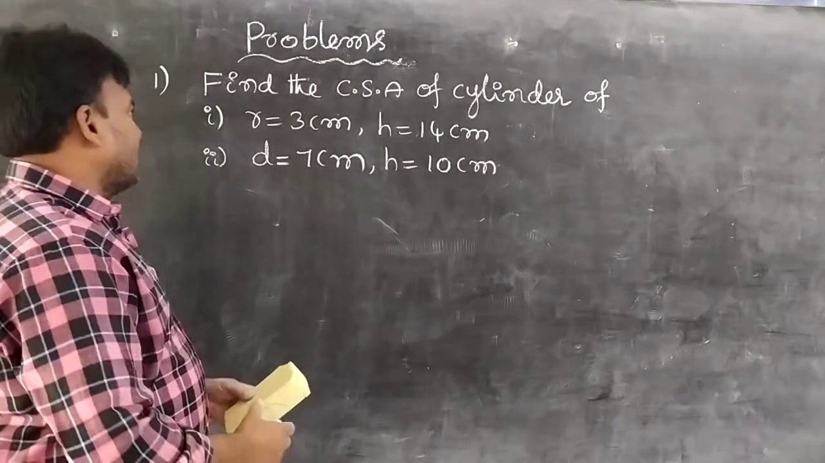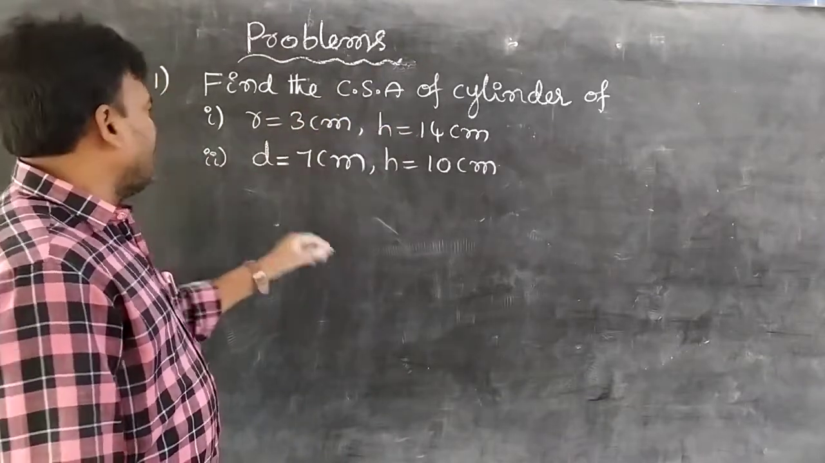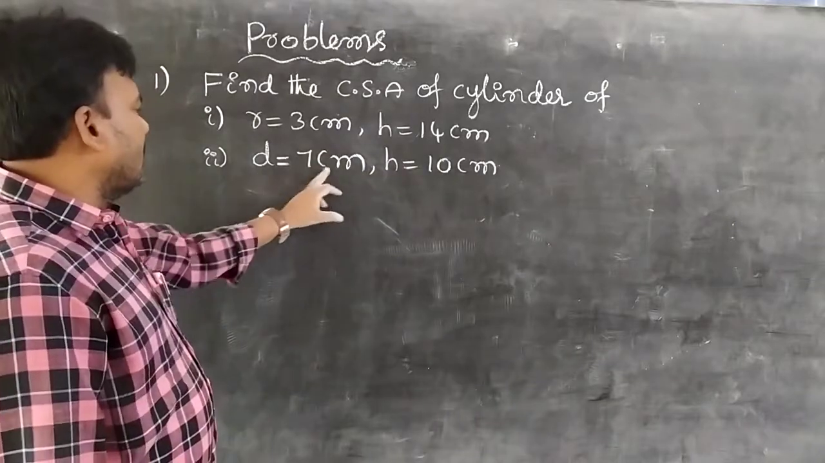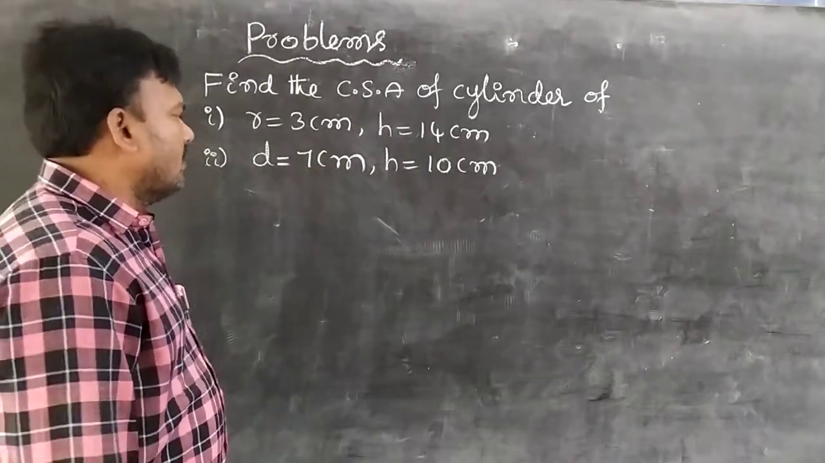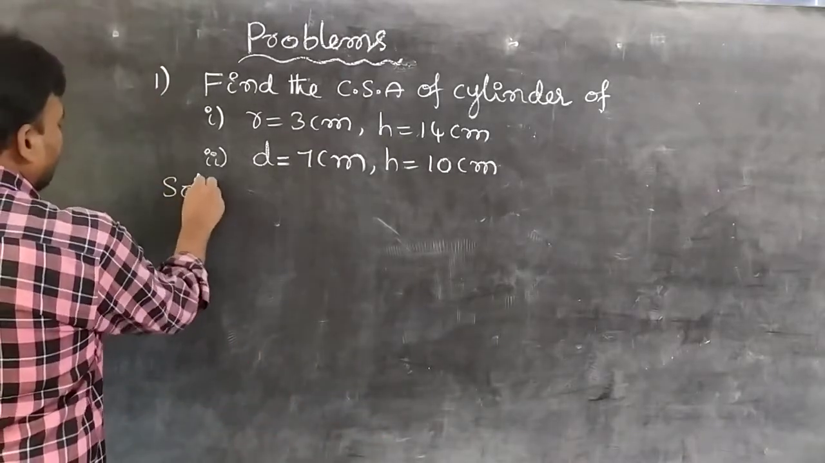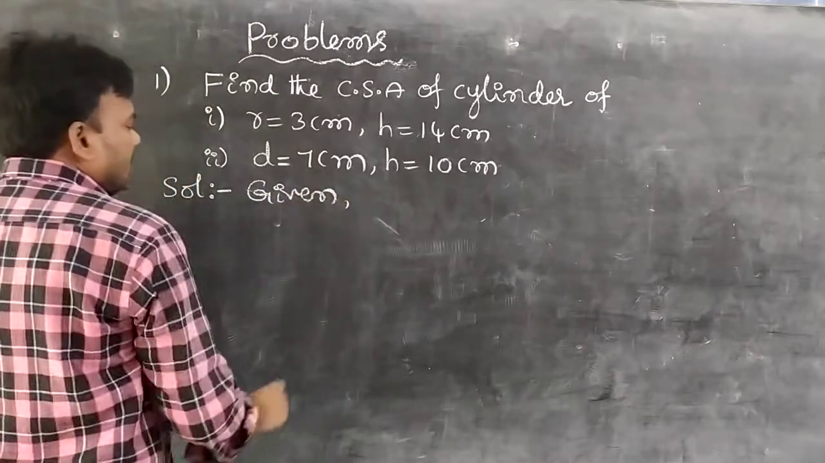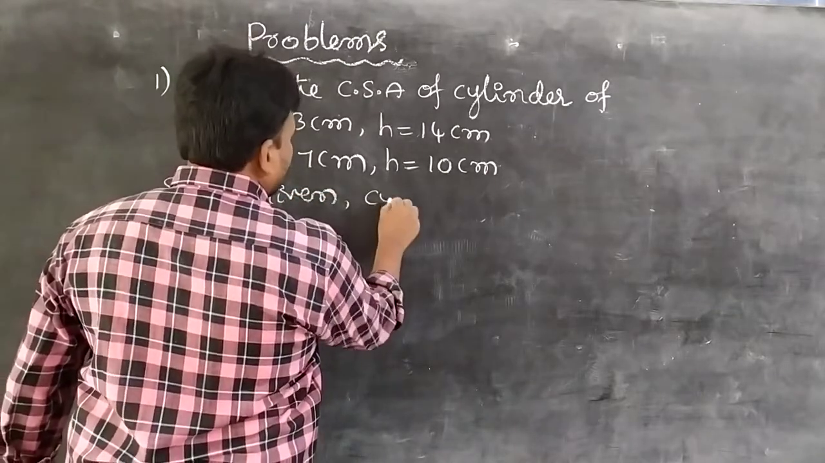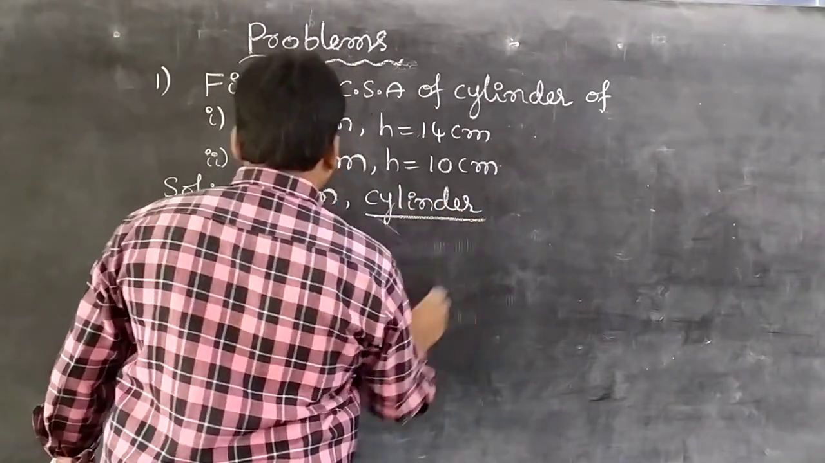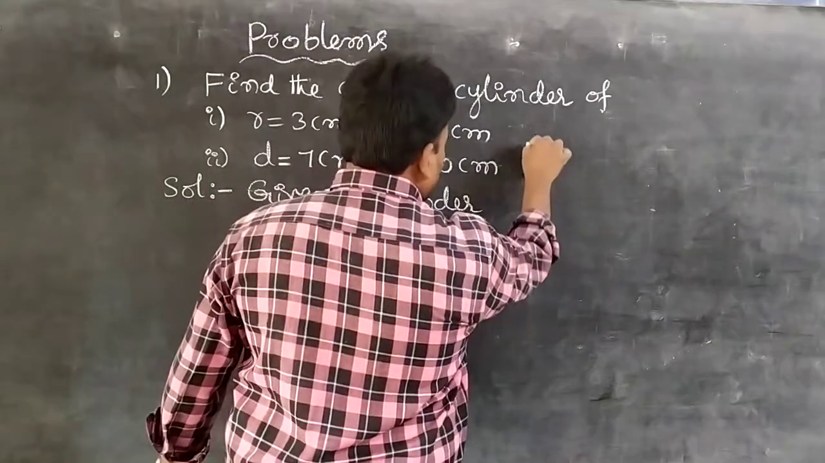Observe the problem, friends, and also analyze it. Find the CSA of a cylinder with R equal to 3 cm, H equal to 14 cm, and next with D equal to 7 cm and H equal to 10 cm, friends. Observe the solutions carefully. Solution. First we complete the first problem, then number 2, students.